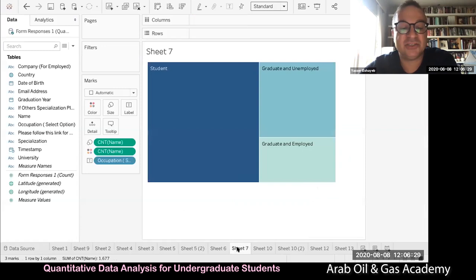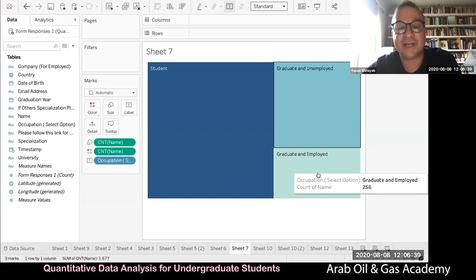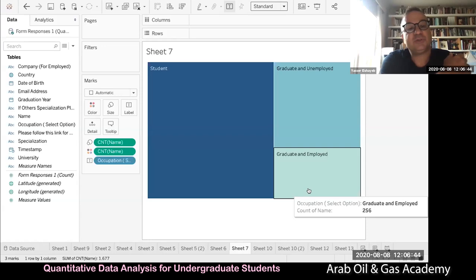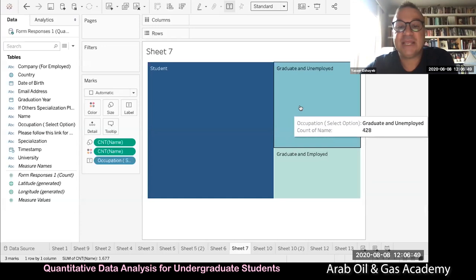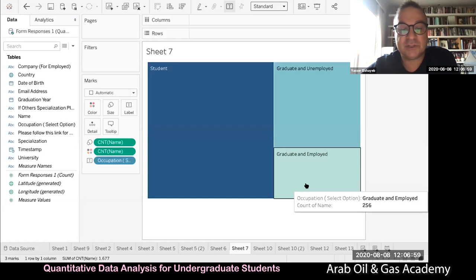When it comes to the profile of the person, whether you are a student, or a graduate and unemployed, or a graduate and employed, this is the distribution. And again, we can see here that students are the majority. Graduates and unemployed, which is a bit alarming, is 428 people, and then 256 are graduates and employed already, maybe in their mid-career.